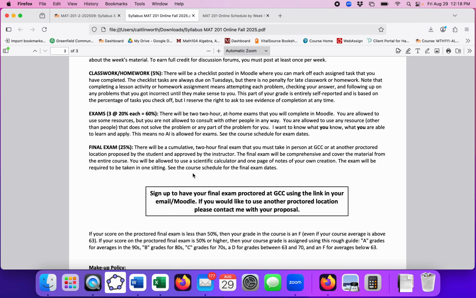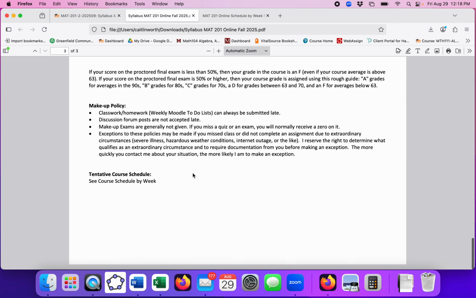Also, if your score on the proctored final exam is less than 50%, then your grade in the course is an F, even if your course average is above the cutoff of 63, okay? So if your score on the proctored final exam is 50% or higher, then your course grade is assigned in the way that we just discussed, with A grades for 90s, B grades for 80s, et cetera, Fs for below 63.